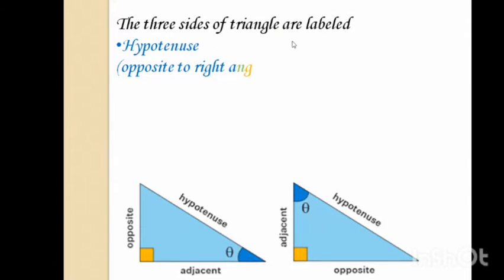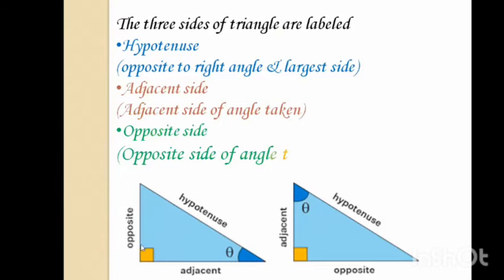The three sides of the triangle are labeled. One is the hypotenuse. It is opposite to the right angle and also the largest side. See, the right angle is here. Could you see the orange color? This is the right angle. So the side opposite the right angle is called the hypotenuse. Always the hypotenuse will be larger than the other two sides.